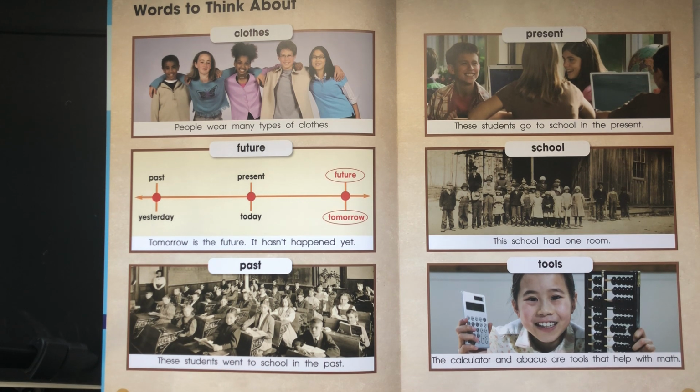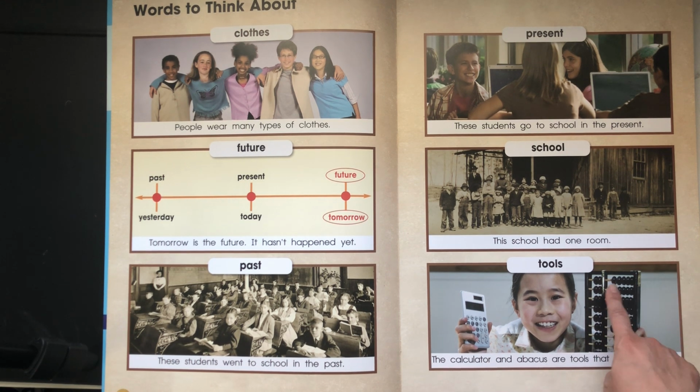Now, when you hear tools, you might think about hammers and nails and things to build with, but tools can also be things we use to help us learn. So in this picture, this girl is holding two different tools that can help you learn when you're working with math. The calculator and abacus are tools that help with math. This is a calculator. You can punch numbers into that to add or subtract them. This is called an abacus, and they would slide the beads to help them with counting and figuring out numbers.